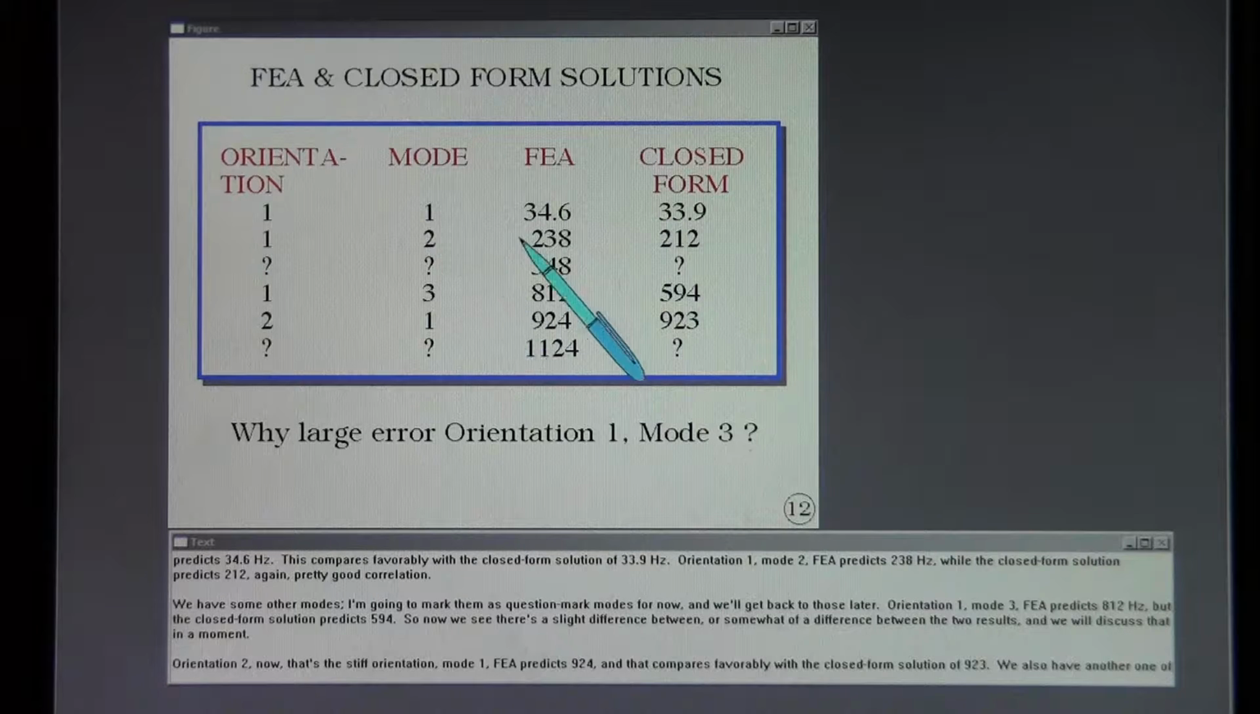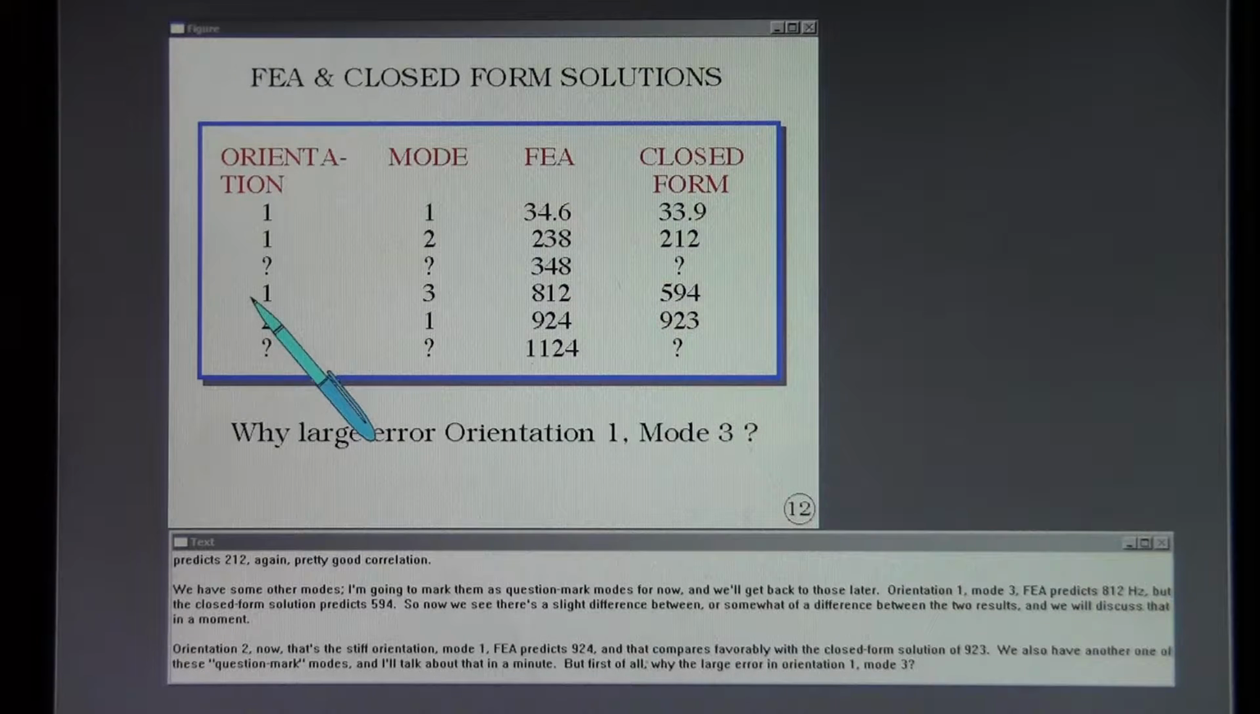Orientation 1, mode 2, FEA predicts 238 hertz, while the closed form solution predicts 212. Again, pretty good correlation. We have some other modes. I'm going to mark them as question mark modes for right now, and we'll get back to those later.